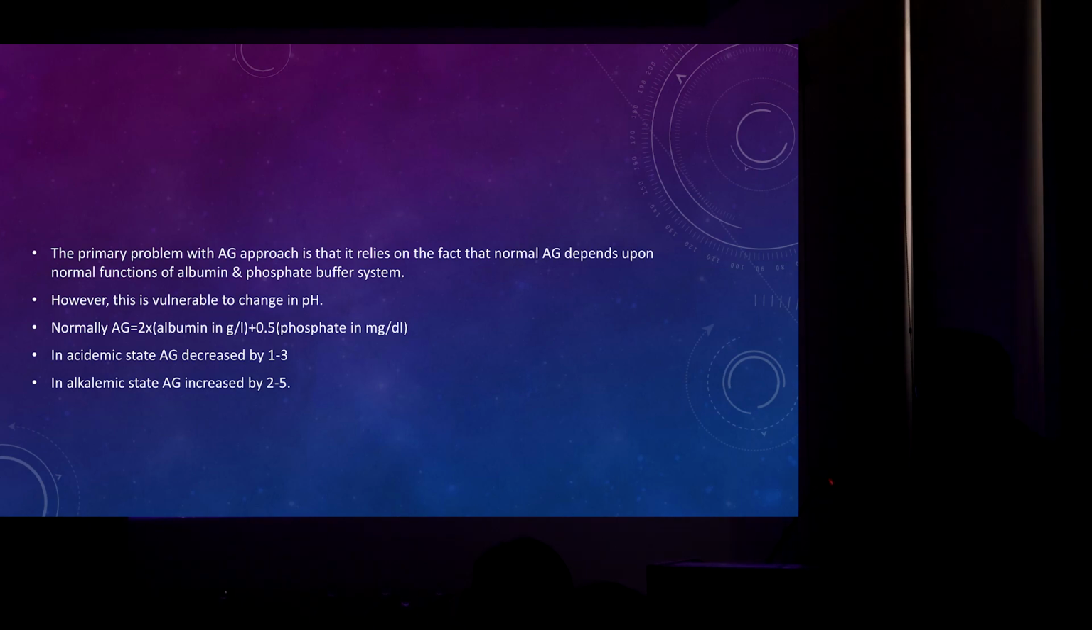So I have already highlighted the first point. However, the change in pH also changes the anion gap. So the change in the anion gap is equal to 2 into albumin in gram plus 0.5 into phosphate in milligram per dl. Okay, so this is the change in the anion gap. This is not the normal anion gap. This is the change in the anion gap due to the effects of albumin and phosphate. And once we are dealing with a patient of hypo or hyperphosphatemia or hypoalbuminemia, we need to make this correction in our ABG interpretation of the anion gap.